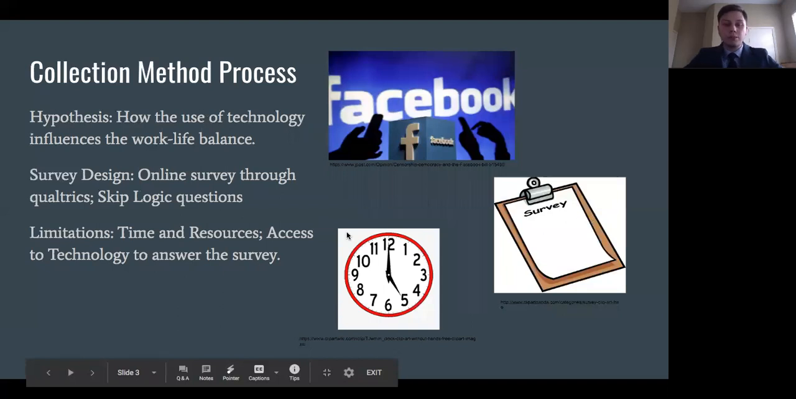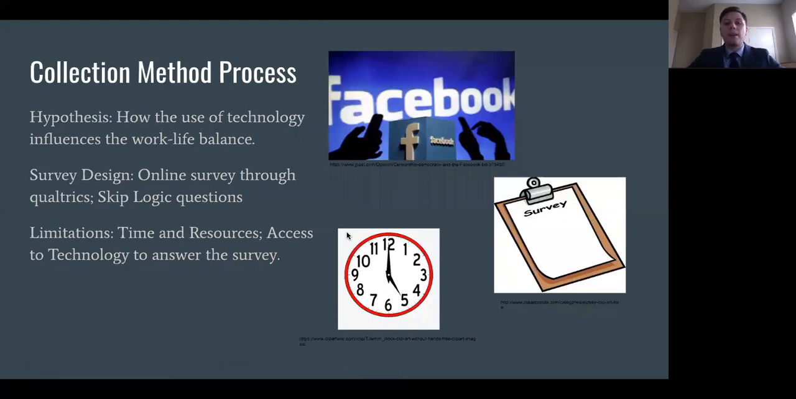So the collection process: my survey design was through Qualtrics, an online software that was recommended by our professor. This was able to host my data, and I was able to create my questions there. It created a URL that I could share out to individuals for them to go and answer my survey. The type of questions that I created, I used what we call a skip logic questionnaire.